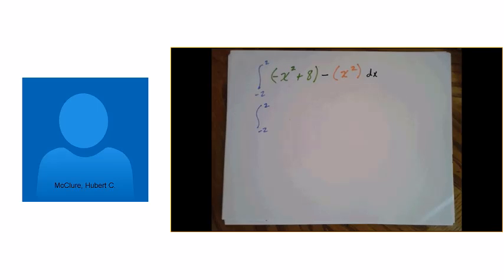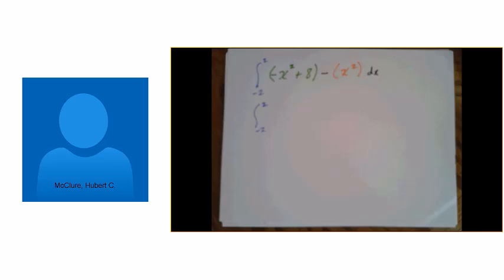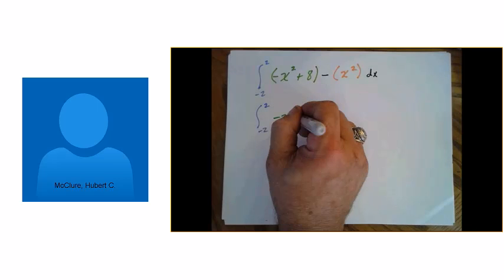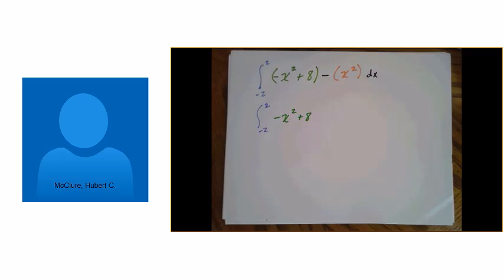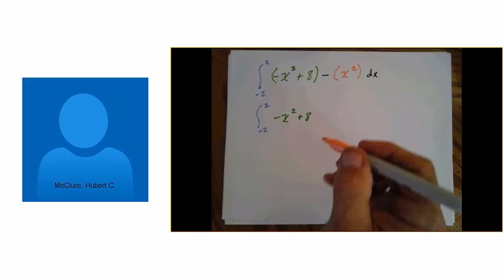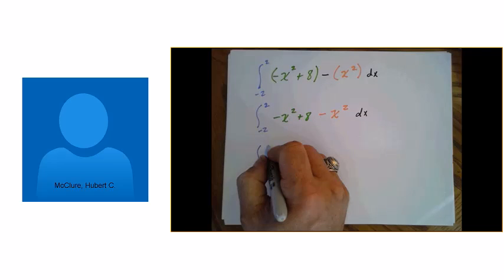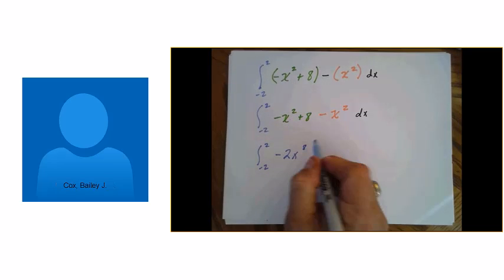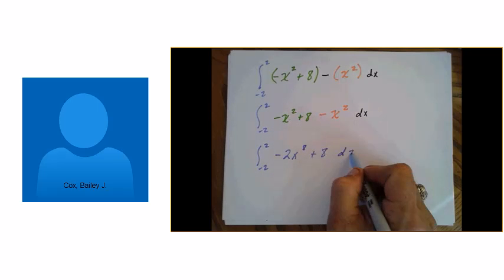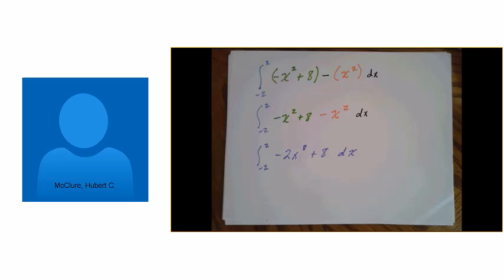And I'm going to go ahead and distribute that negative. So I'm going to get -x² + 8 minus, and I'm just going to make it peach, -x² dx. Now, what's -x² - x²? -2x², Hubert. That's right, class. +8 dx. And there is your integration for the area between these two curves.